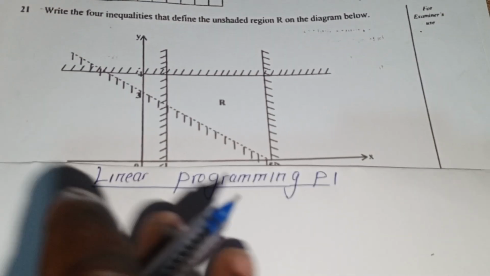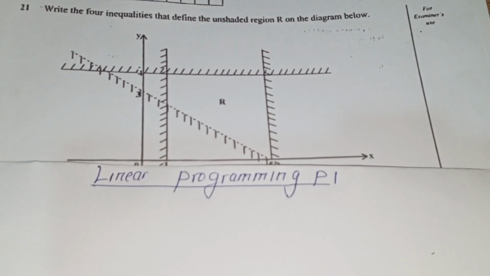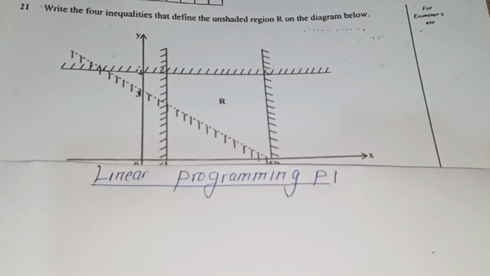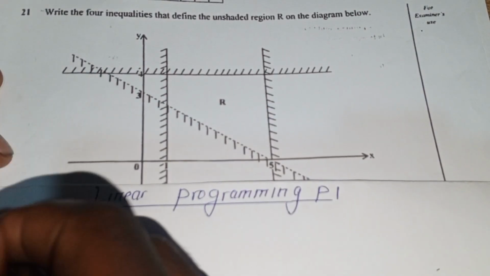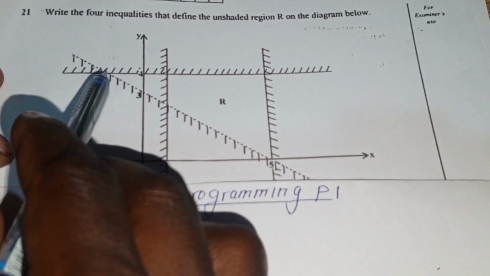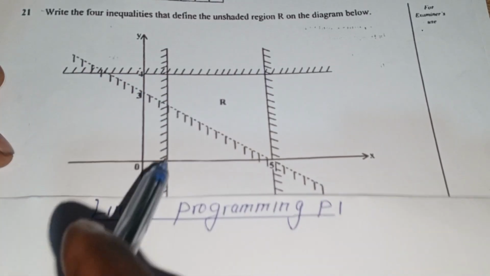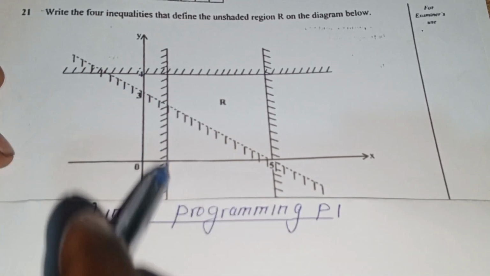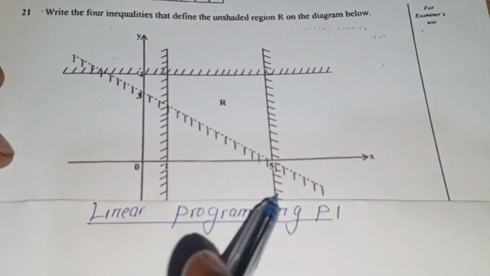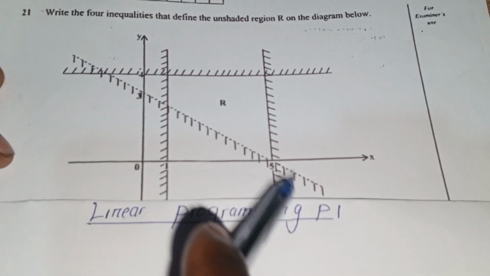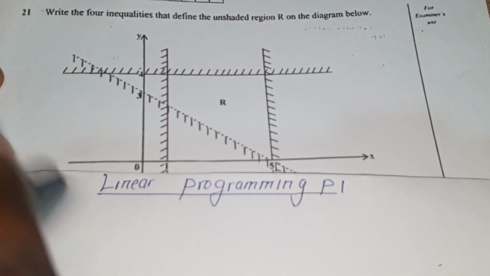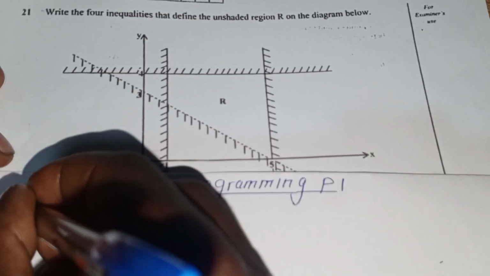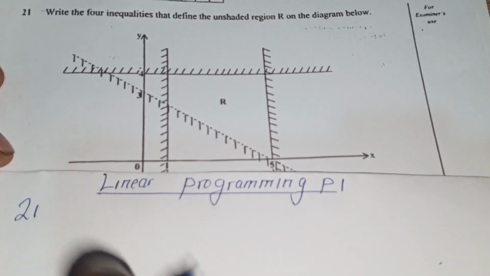Like we earlier read, the question says write 4 inequalities that define the unshaded region. In this case, you can start with any line. From here I can tell that this line is going to carry 1 mark. The same applies to this line, it carries 1 mark. This one is going to carry 1 mark, while this one is going to carry 2 marks.